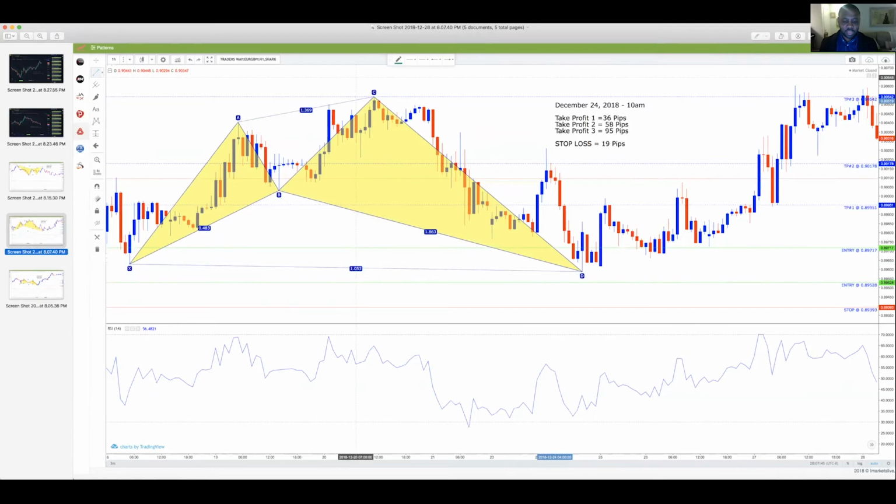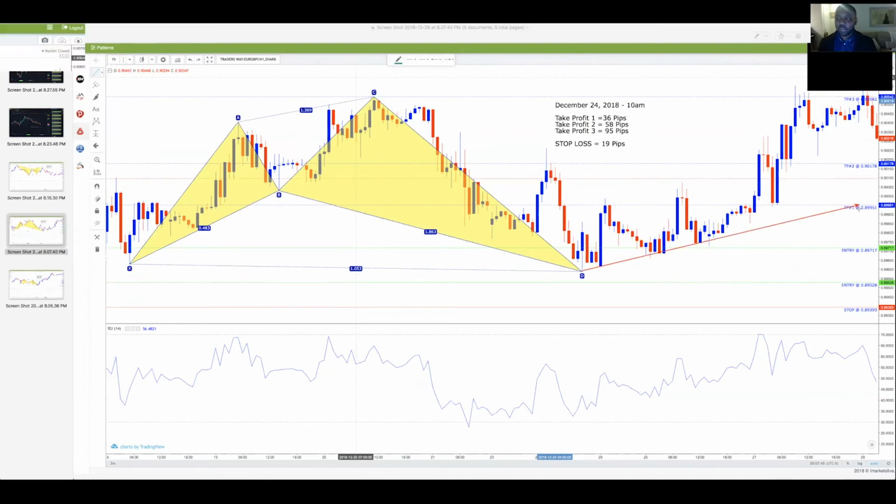There was a potential gain here that we see of either 36 pips, 58 pips, or 95 pips. Remember, we're taking it from here, our entry area, and we're taking it to take profit 1, 2, or 3. And I don't have to actually sit and watch this. The beautiful thing is that I can go on my phone and I can put in these prices right here. And when it gets there, it can take me out of the trade automatically. So I don't have to babysit my trade. Let me show you one more thing.